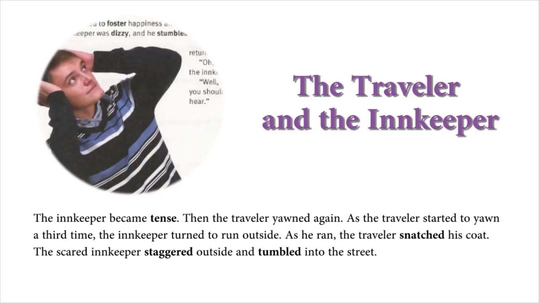The innkeeper became tense. Then the traveler yawned again. As the traveler started to yawn a 3rd time, the innkeeper turned to run outside. As he ran, the traveler snatched his coat. The scared innkeeper staggered outside and tumbled into the street.